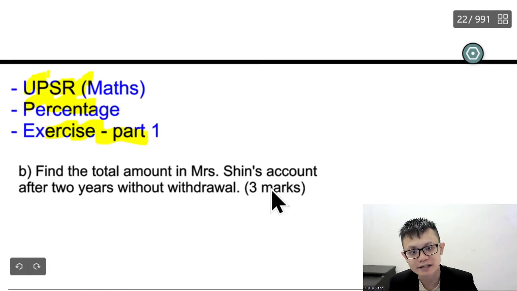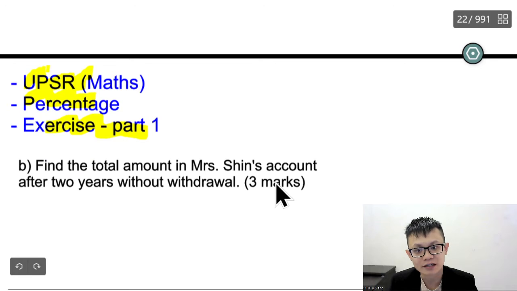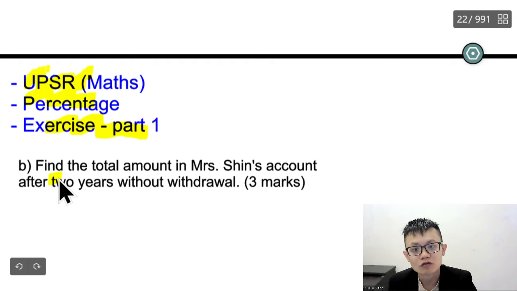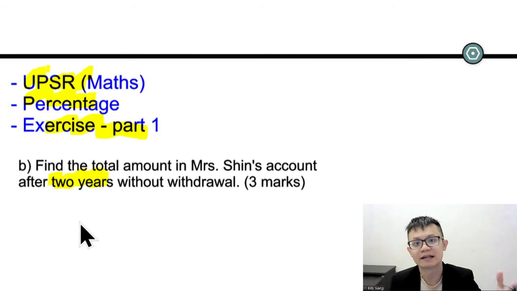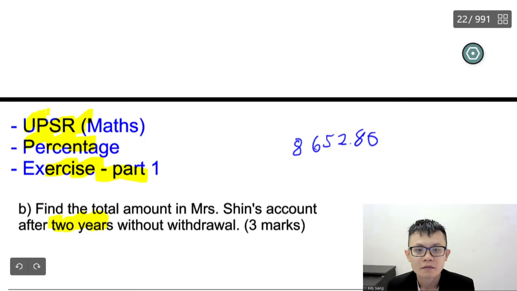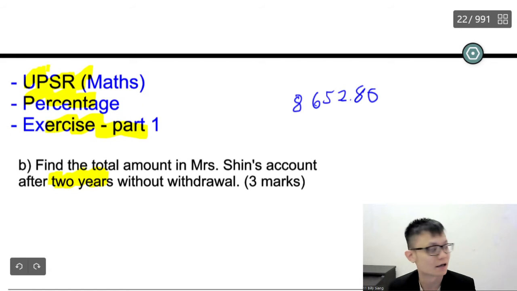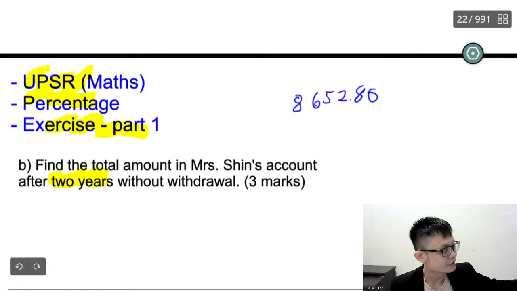So in this question, we look at this: find the total Mrs. Shin has after 2 years. This is a bit special because this is talking about 2 years. So how much money does Mrs. Shin have in the account? The answer is 8652.8.